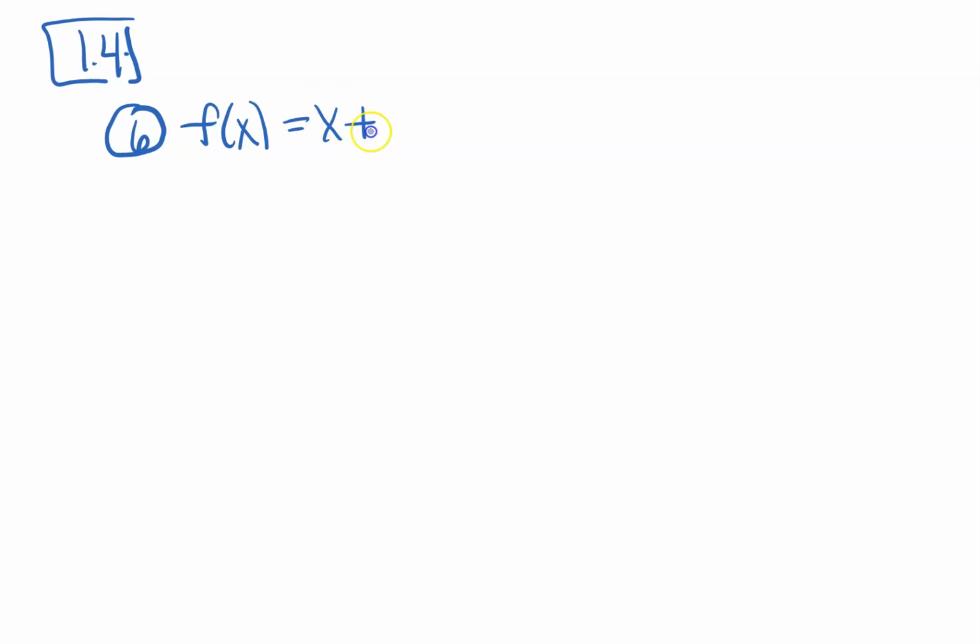There was a question about 1.4 number 6. So let's work through this together and have a conversation on what's going on with it. Here's an example of number 6. It says, given that f of x is equal to x plus 4 and g of x is equal to the square root of x plus 5, determine the following. Write each answer using interval notation.